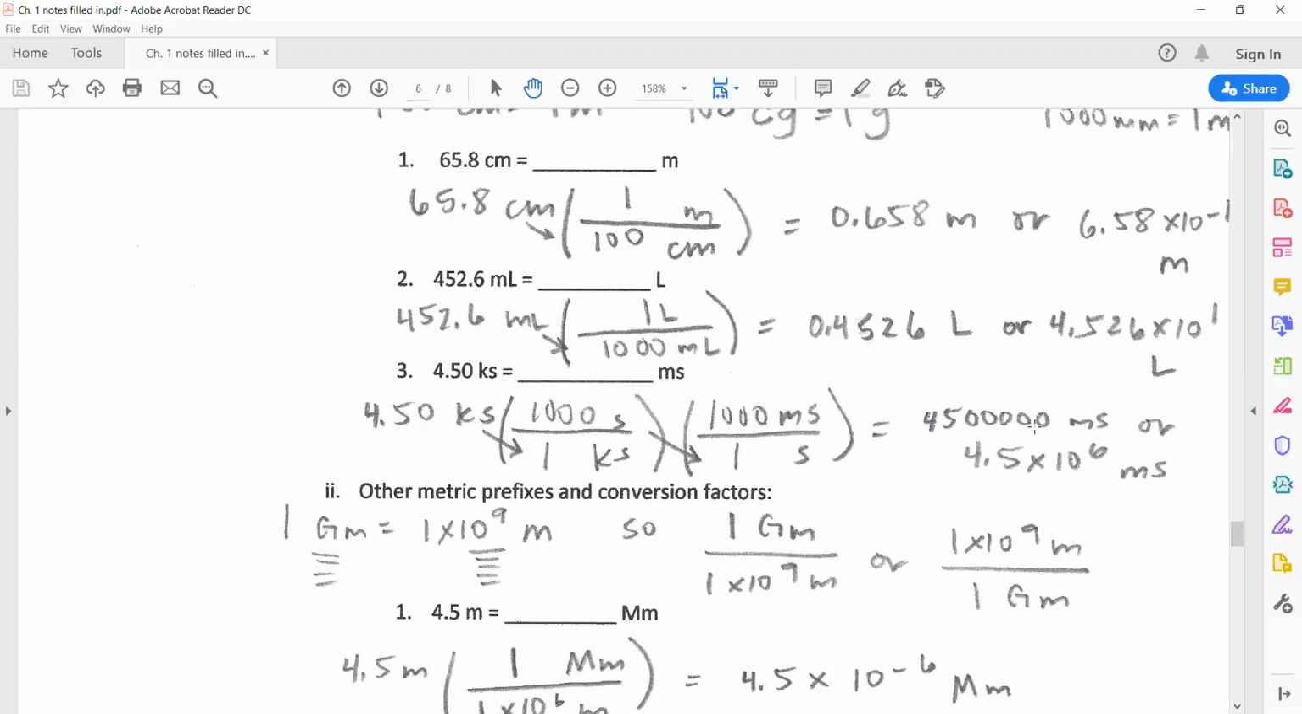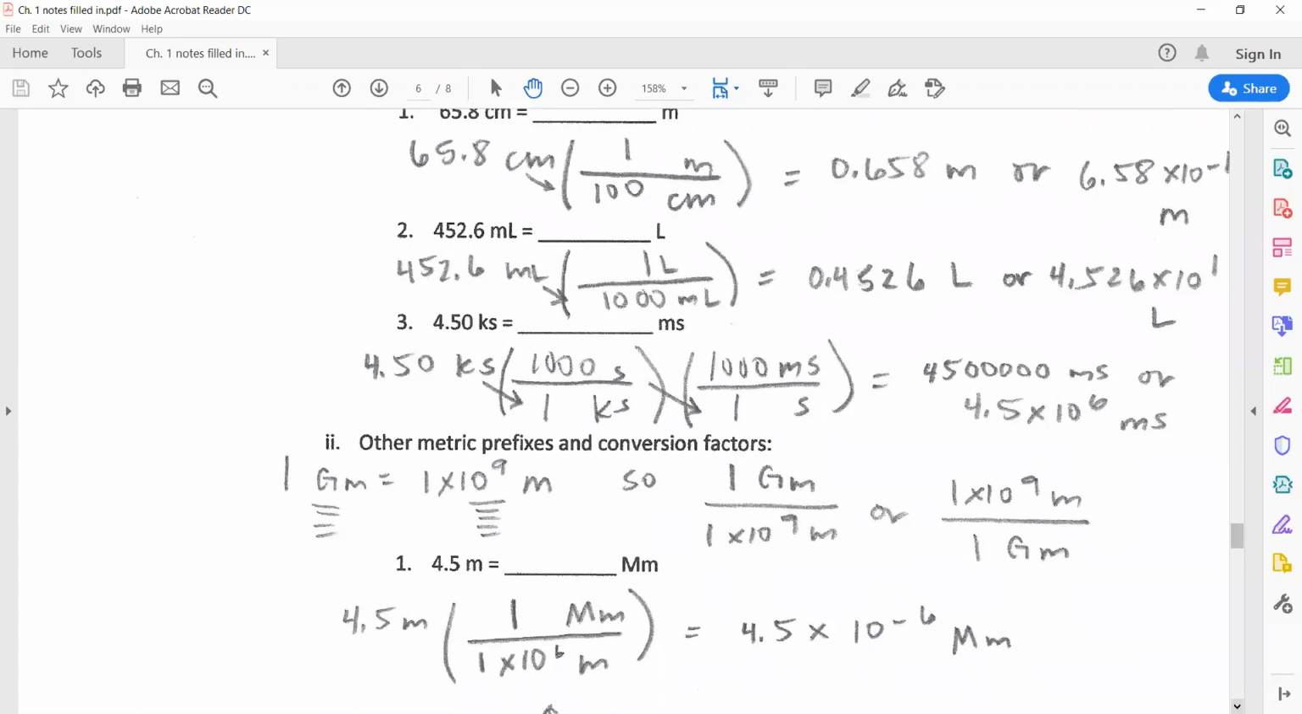4,500,000 there. That is only 2 sig figs. And I made another error right here. The original value here has 3 sig figs, 4.50, if you agree with me. So 4.50 has 3 sig figs. We need to have 3 sig figs in the answer. So the correct way to write this answer would be 4.50 times 10 to the 6th. I'll update that in the filled in notes.